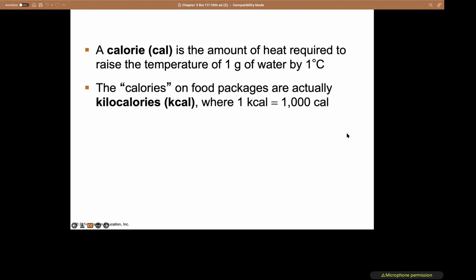So a calorie is the amount of heat required to raise the temperature of 1 gram of water by 1 degree Celsius. So it's a 1 to 1 to 1. 1 calorie raises 1 gram of water by 1 degree Celsius.